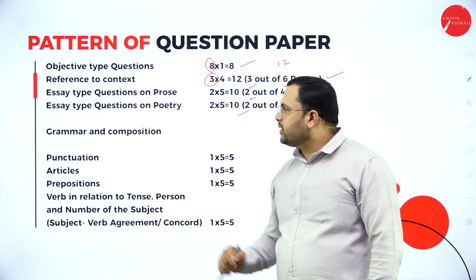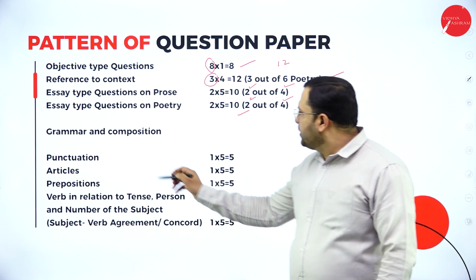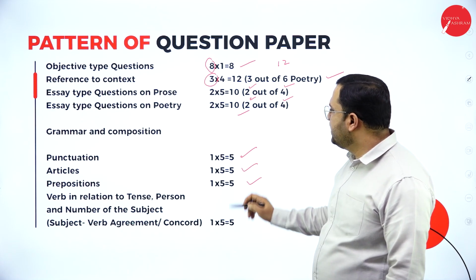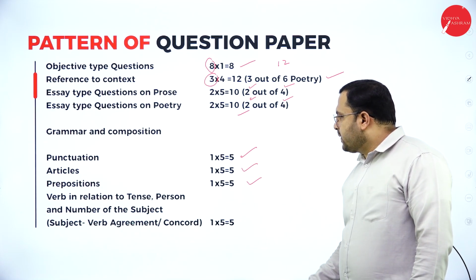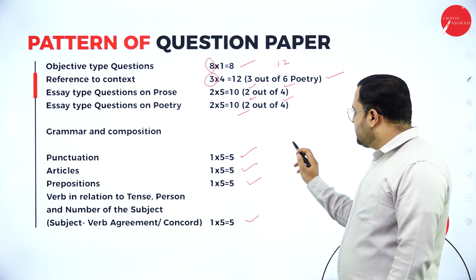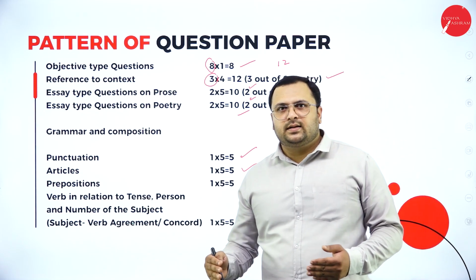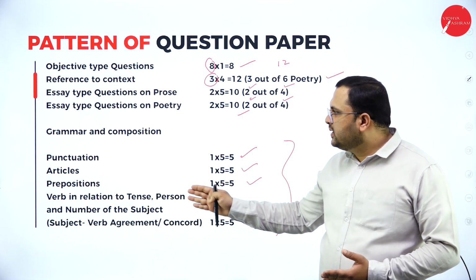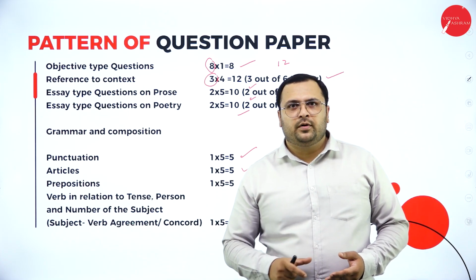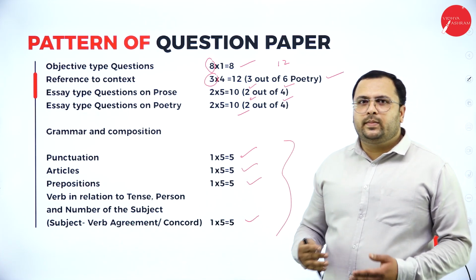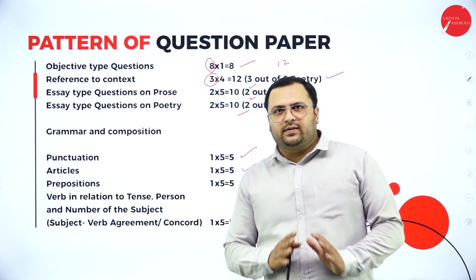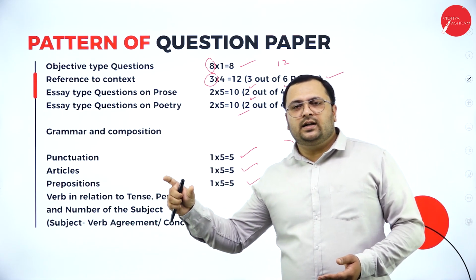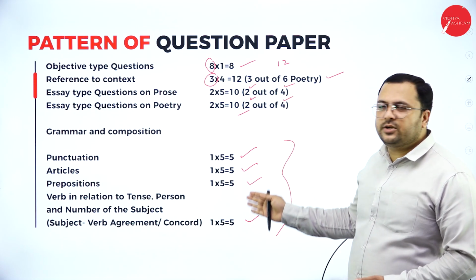Coming to the grammar and composition, you will have punctuation for 5 marks, articles for 5 marks, prepositions for 5 marks, and the subject-verb agreement for 5 marks. So this is very simple. You are given sentences and you are asked to choose the right words. Write preposition, write articles, write verb form which is suitable for the sentences. You will be given options there. You have to choose the right one. When you read a sentence, you have to choose such a word which gives clear meaning. So that is the question paper pattern.